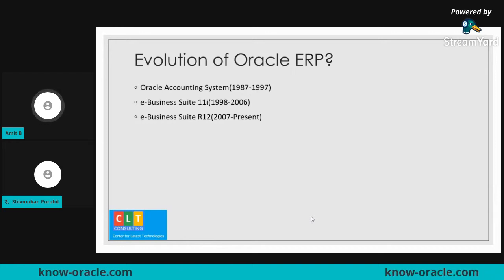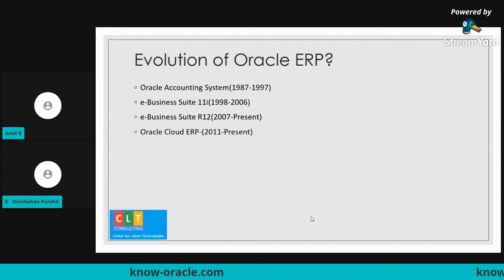Some of them are still on 11i as well. So whatever suits you, whatever fits your bill, that is how it works for different industries and different companies. Then we got Oracle Cloud ERP in the year 2011, and it is still going on. And the recent release was 20B.